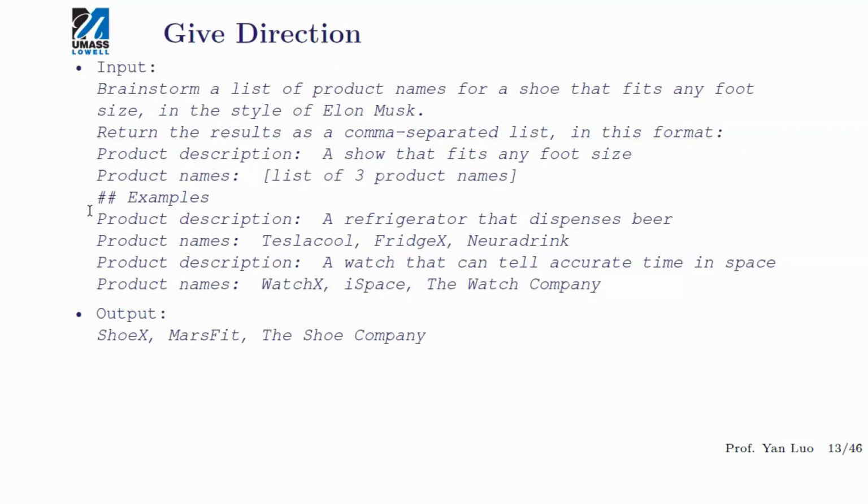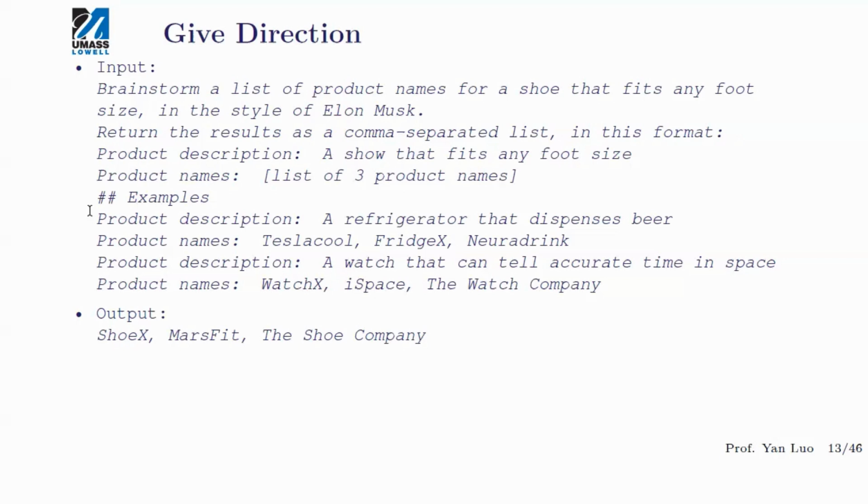So let's see how we can give more direct or detailed direction. In this example, I want to generate a new name for a shoe that fits any foot size in the style of Elon Musk. Elon Musk has SpaceX, Tesla, these different naming styles.